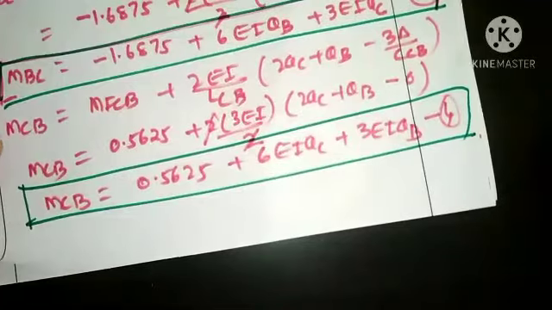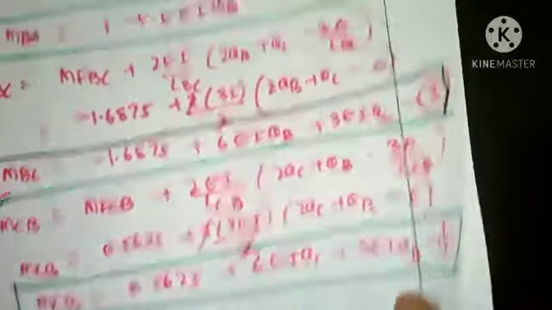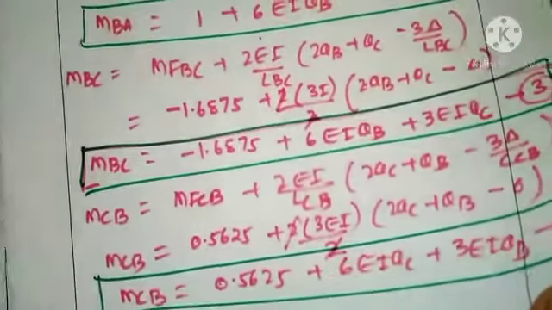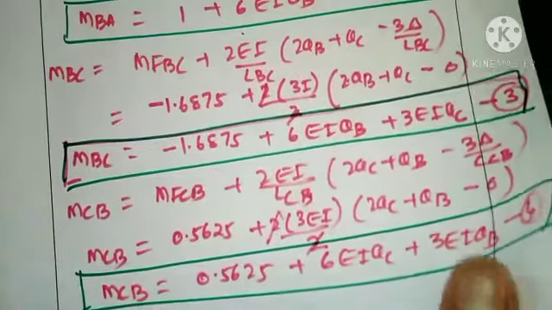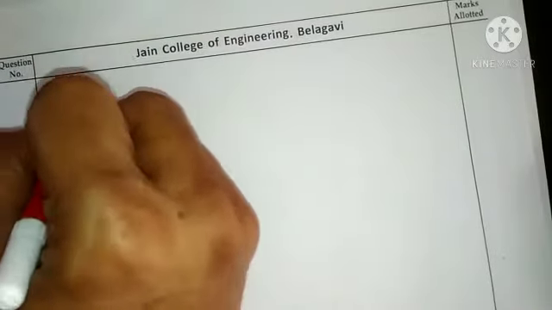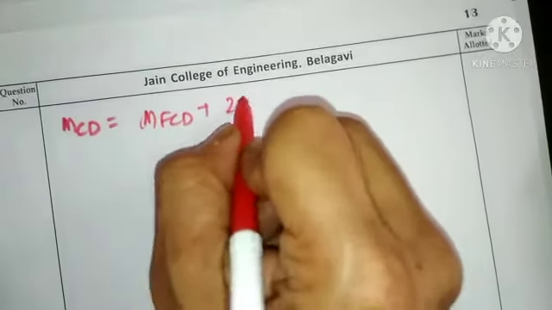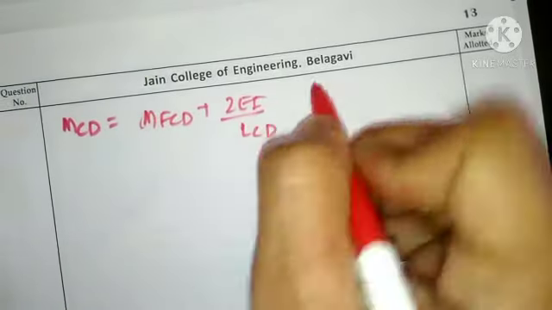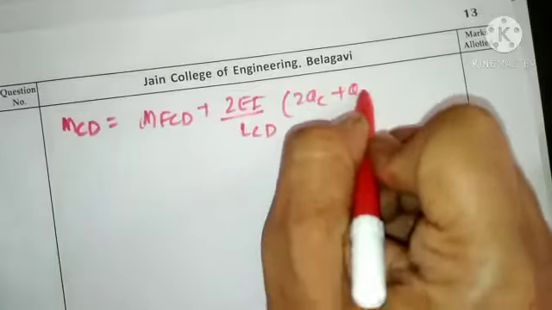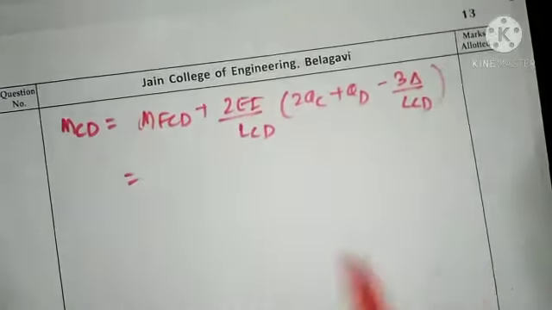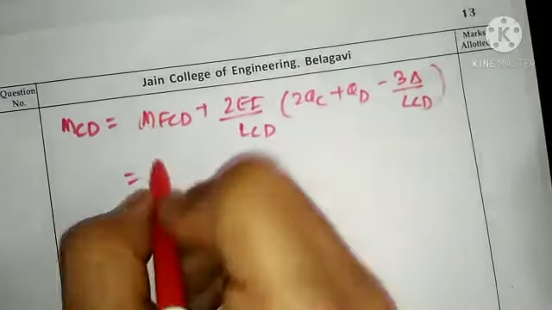Now what we require are the other 3 members. What we have calculated are members AB, BA, BC and CB. Further there are 3 more members, that is CD, CF and BE. So to write down those values, we shall write MCD equal to MFCD plus 2EI divided by LCD times 2 theta C plus theta D minus 3 delta divided by LCD. The MFCD value is 0 because it doesn't have any load.